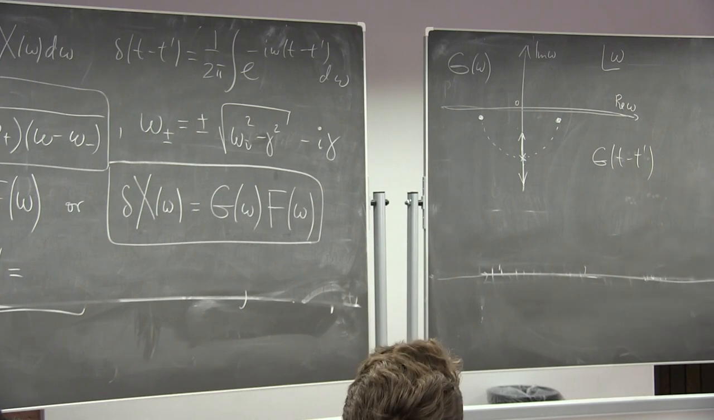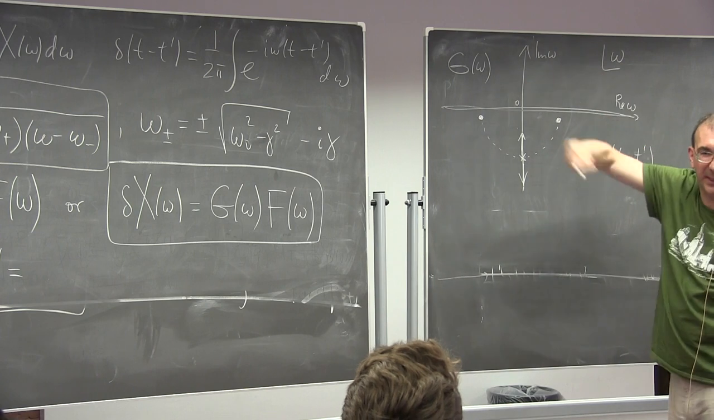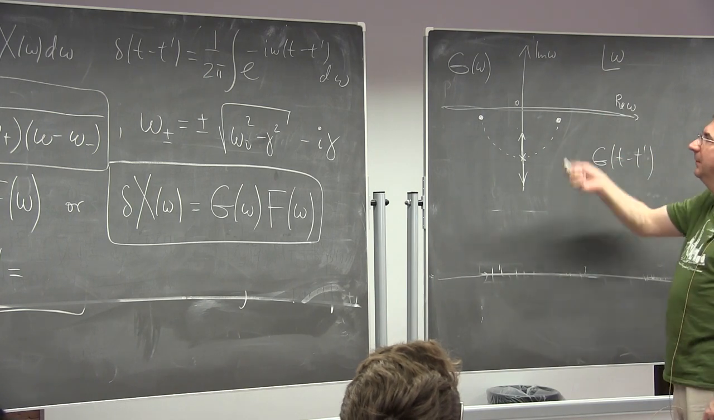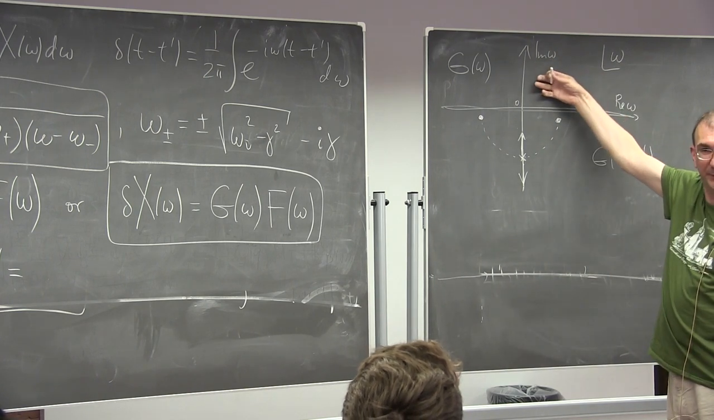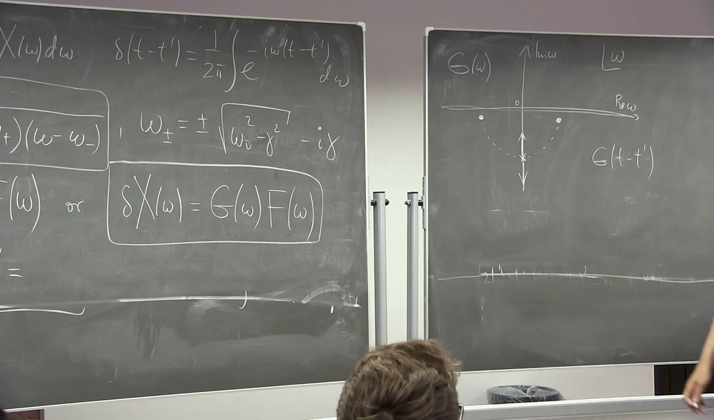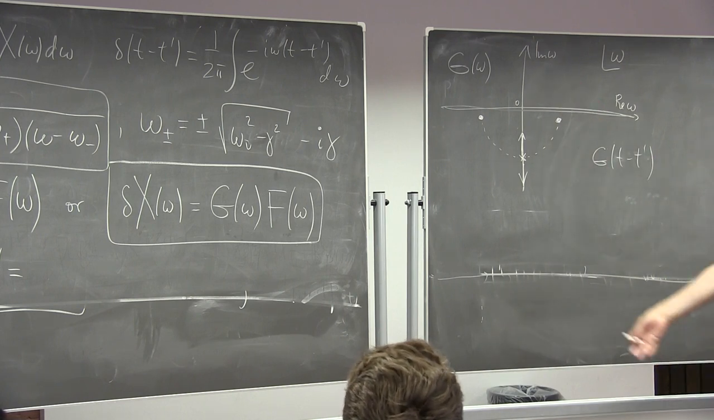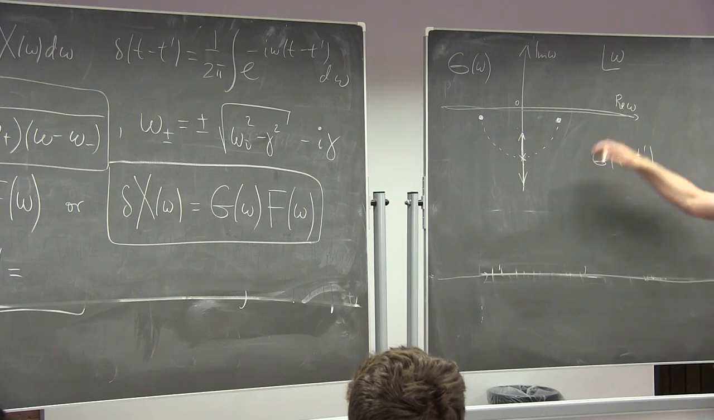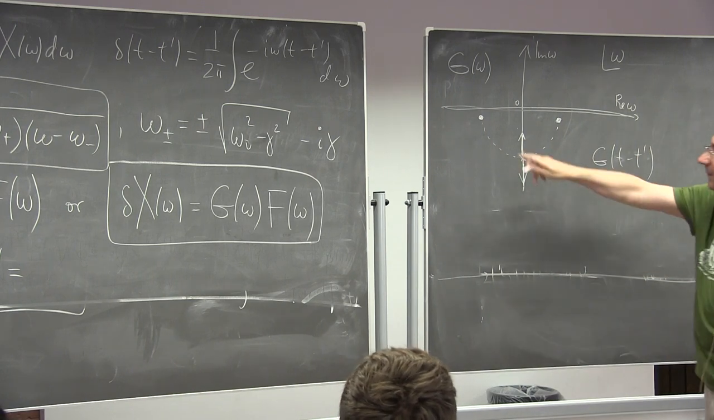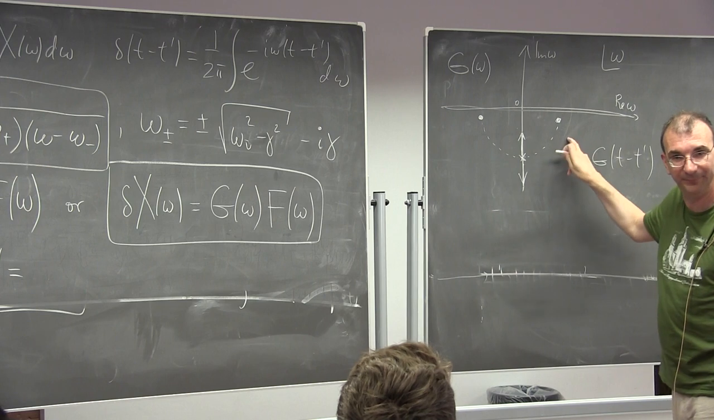And if the sign of t minus t prime forces you to close the contour in the upper half plane, by Cauchy theorem you will get zero, because there are no poles, no singularities sitting in the upper half plane. Whereas if the sign of t minus t prime forces you to close the contour in the lower half plane, you pick up something non-trivial because there are two poles here.